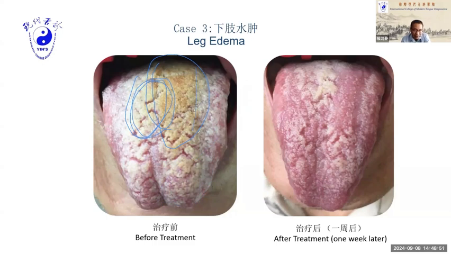With this, we say the liver part is bulging and the tip is flat. So according to this analysis, I made the herbal prescription for this patient.